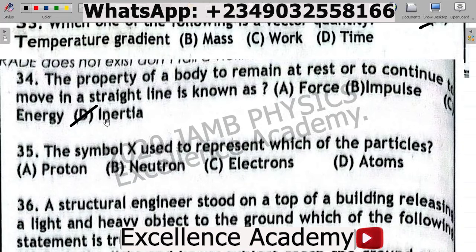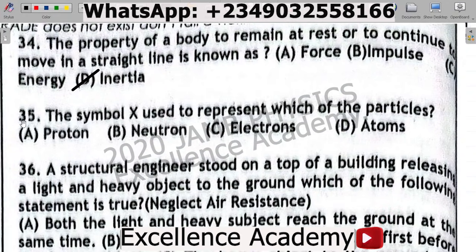Right? Inertia is the tendency or the property of a body to remain at rest or to continue in its uniform motion in a straight line, unless it is being disturbed by a force. So that's D. Question 35.